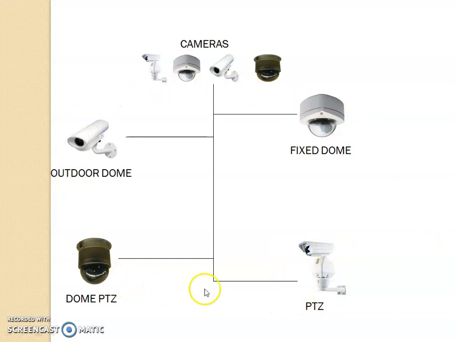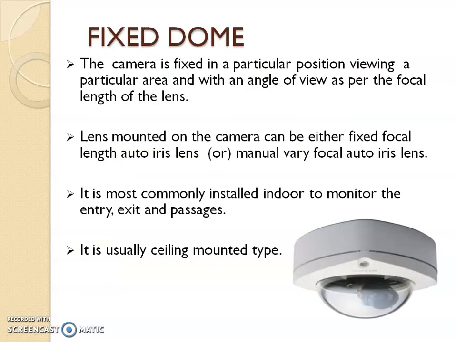Though it may sound confusing at this stage, once we go to each one of them, we will be able to identify the right type of devices which can be kept at the right place. First, we will talk about fixed dome. As the name states, a fixed dome has a fixed camera angle. That means a camera is fixed in a particular position, viewing a particular area with an angle of view as per the focal length of the lens.